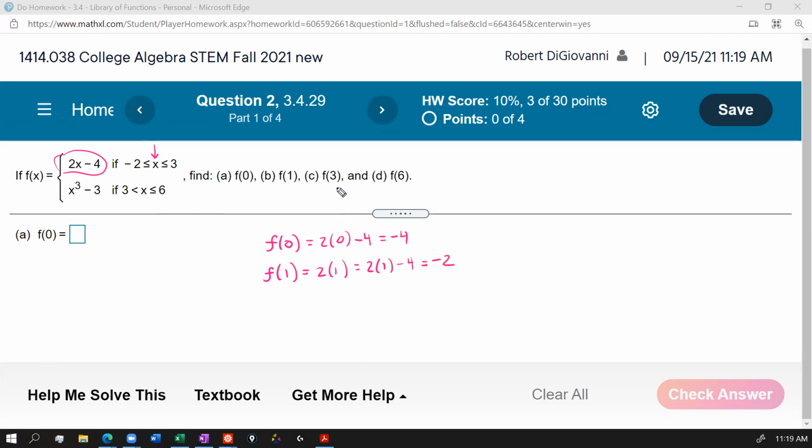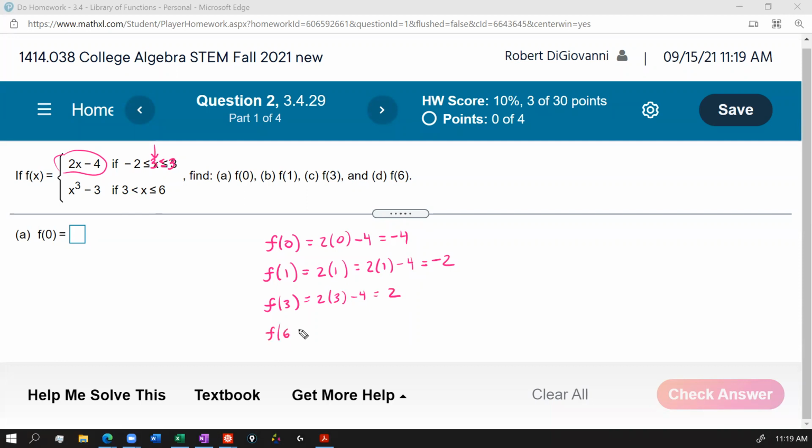All right, part C, we're going to plug in 3. So let's see. In the top one, 3 is less than or equal to 3. So I want to stay in the top one here. You can see if you plug in 3 here, 3 is greater than 3. So I'm sorry, 3 is not greater than 3. 3 is 3. So it can't be this. So 2 times 3 minus 4, that's 6 minus 4 is 2.